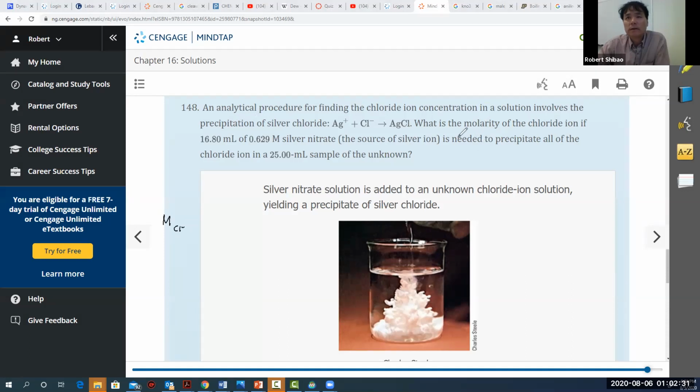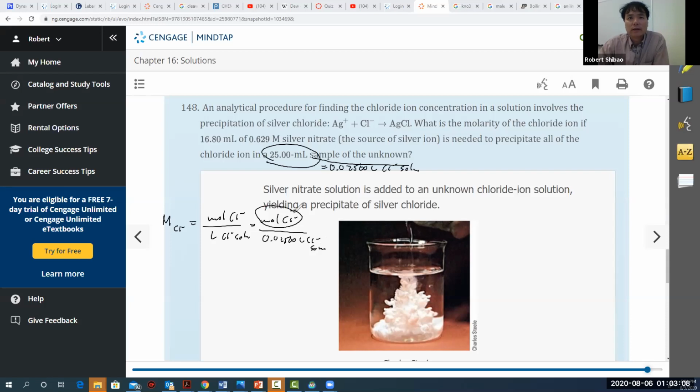All right, so this is a little bit trickier though, is needed to precipitate. Okay, so the chloride is in a 25 milliliter sample. And so molarity is we need the moles of chloride per liter of chloride solution. So the liters of chloride solution, well, let's convert that to 0.02500 liters of chloride solution. This is the chloride solution. So we have the denominator. And so all we need to do is we need to figure out the moles of chloride from stoichiometry because we have the 0.02500 liters of chloride solution in the denominator.